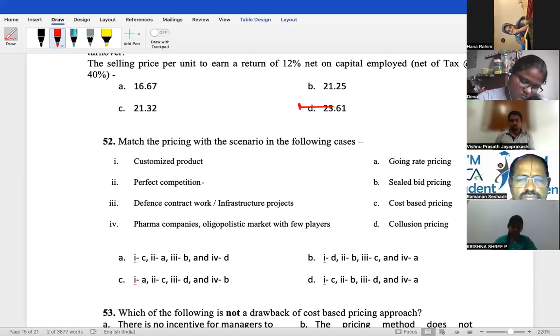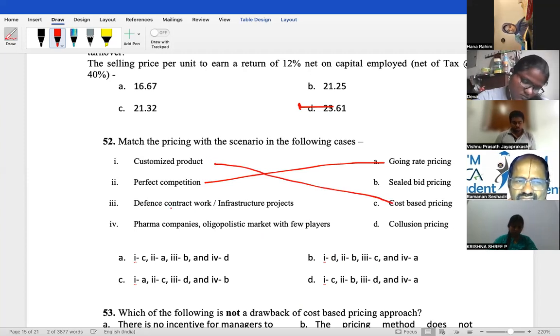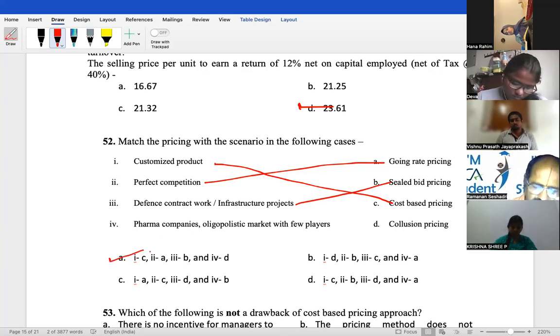In case of perfect competition, easy. 1C. Going rate. Am I right? Customized, 1C. Yes, sir. Defense, sealed bid. Infrastructure, sealed bid. Contract, therefore sealed bid. Therefore, what is the right answer? Option A. A.